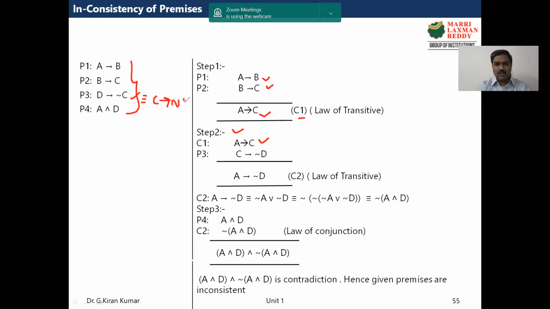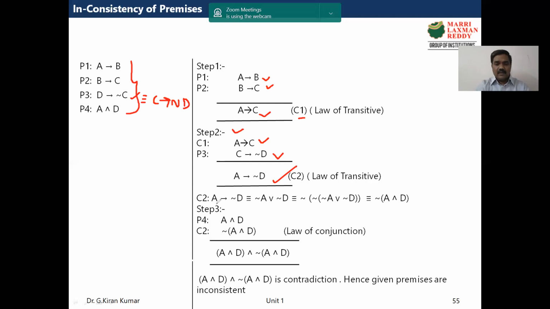Implication P implies Q is logically equivalent to what? P implies Q is logically equivalent to negation of Q implies negation of P. So with that formula, these two are the same. Therefore, I have taken C implies negation of D. Then again, by the law of transitivity, we can argue A implies negation of D. So P implies Q, Q implies R, therefore P implies R. That is the law of transitivity.